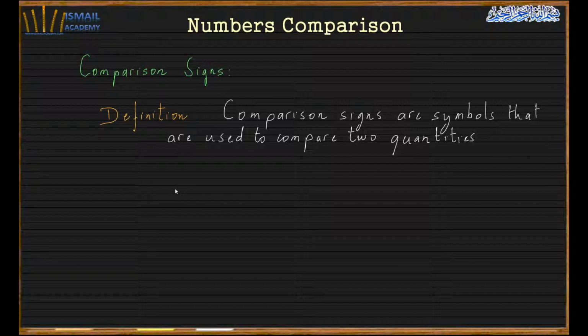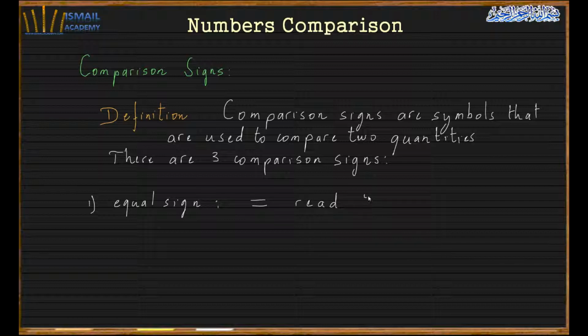And there are three different comparison signs. The first one is called the equal sign. It looks like two little bars, one above the other, and it's read "equal to."